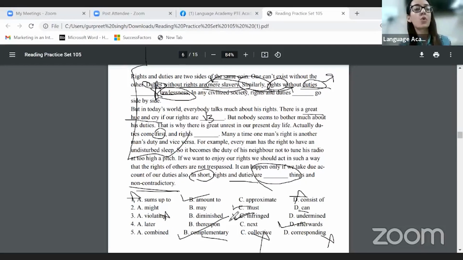Complementary means they go hand in hand. They benefit one another. They are not negative to one another. So that is the meaning of complementary. So be a bit careful.